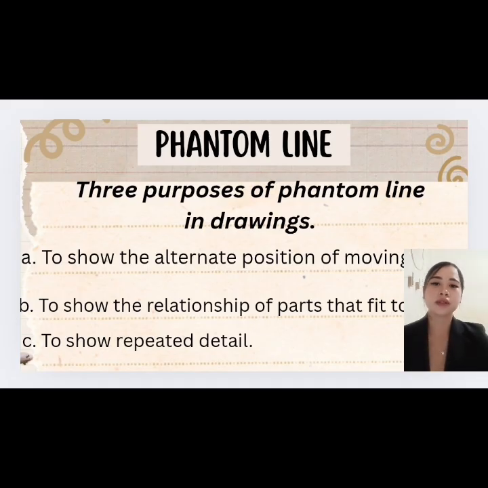Second is to show the relationship of parts that fit together. So phantom lines can also indicate how different parts relate or align with each other in assembly.